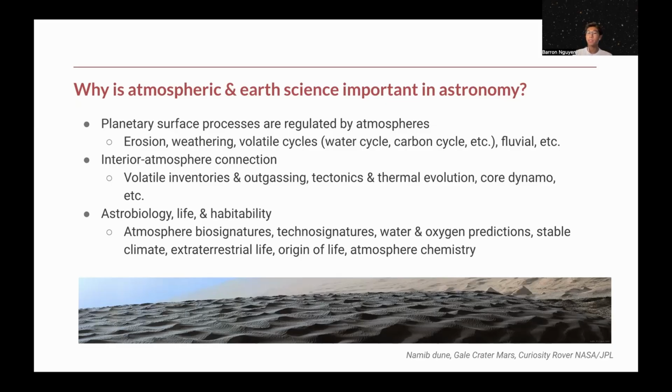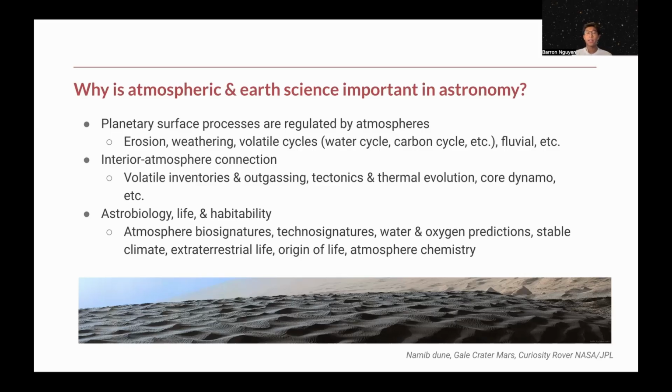The image on the bottom is actually of Namib Dune in Gale Crater on Mars, taken by the Curiosity rover. You can see that these dune formations are really cool, strikingly similar to those that we find on Earth, like in Death Valley. So the question is, how do these dunes form? For them to form, an atmosphere is really important, with some sort of heavy molecular atmosphere in order to carve those dunes through aeolian erosion and flow.